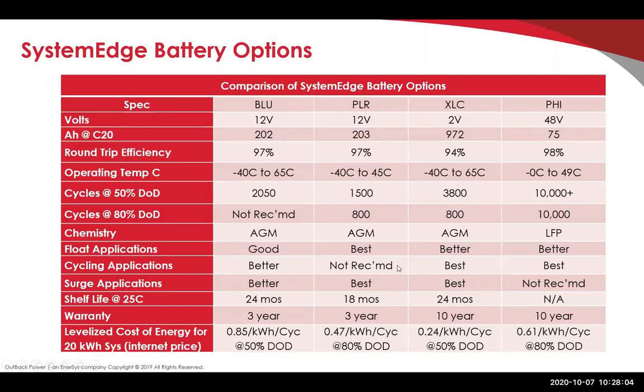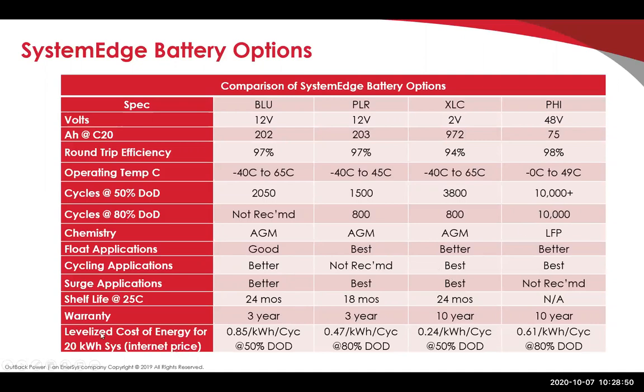Okay, so in terms of float applications, this is really a great battery, the PLR battery. We don't recommend it for cycling. XLC and the Simplify are best for cycling applications. The blue is just kind of a good all-around battery. It's like the least expensive of all of them. Warranties: 3-year, and 10-year on the Simplify. I think for the Simplify battery, though, you need to have a maximum 80% discharge, so you never use up more than 80% of the battery in order to get this higher cycle life.